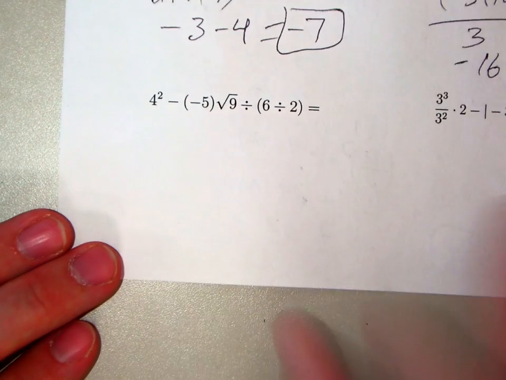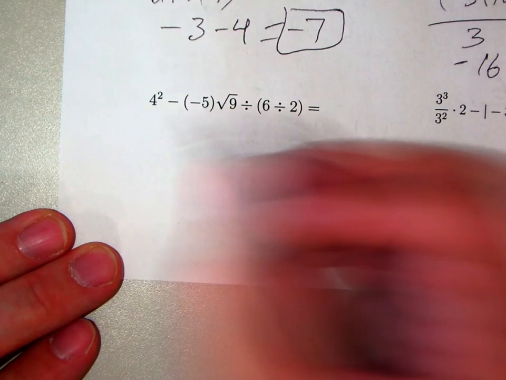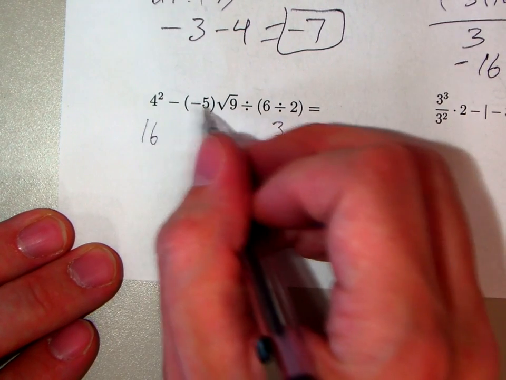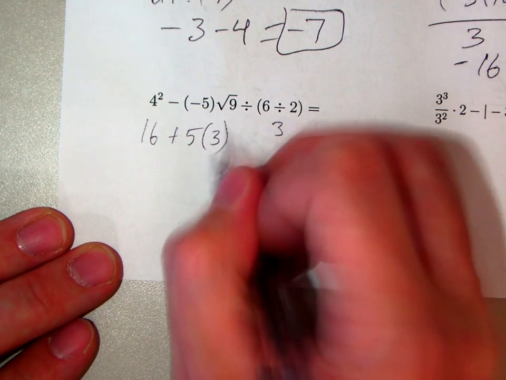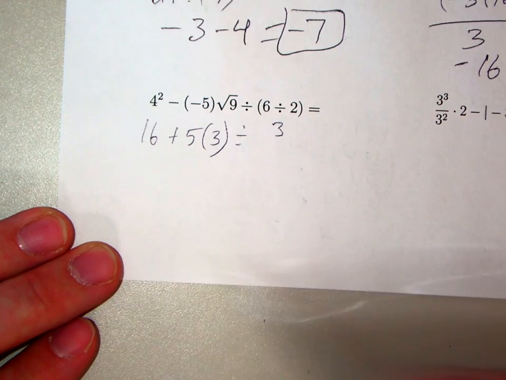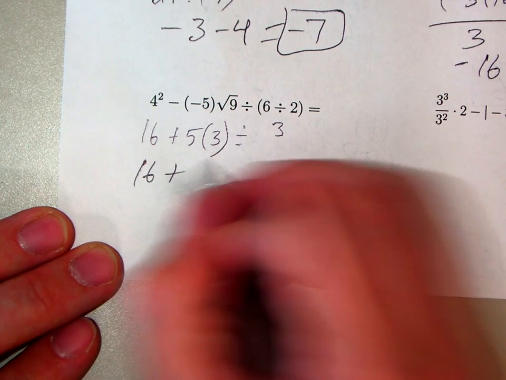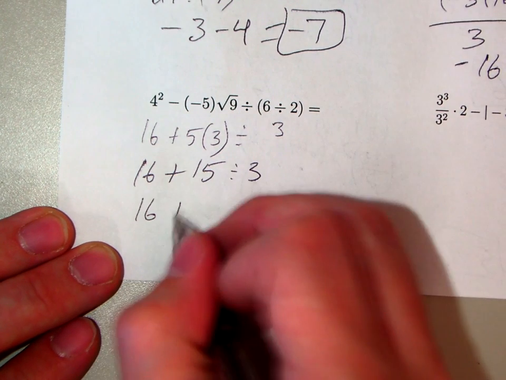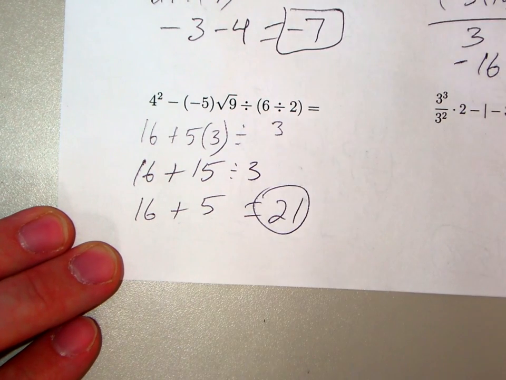Last 2. We'll start with the innermost layer of parentheses, which, well, there's only one layer, so 6 divided by 2 is 3. 4 squared is 16 minus a negative, so it's kind of like plus 5 multiplied by 3, since that's the square root of 9, divided by 3. So multiplication and division happen at the same time, so we go left to right, which means that we do 5 times 3 first, and we get 15 divided by 3, which is just 5. So our final answer is 21.